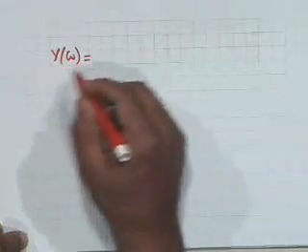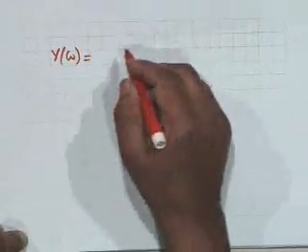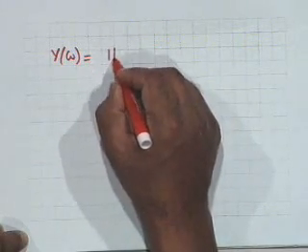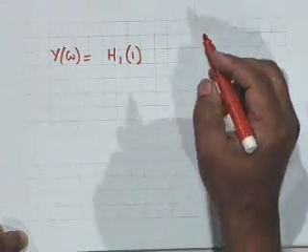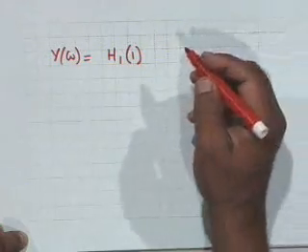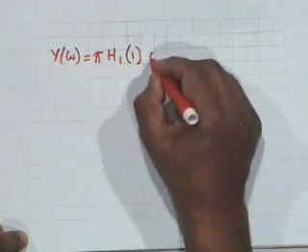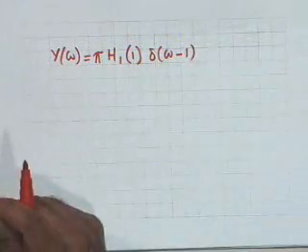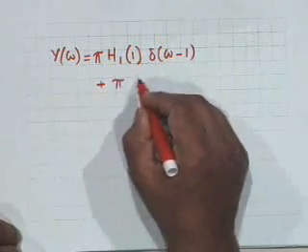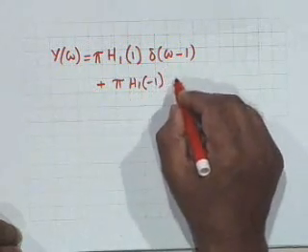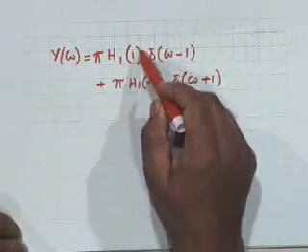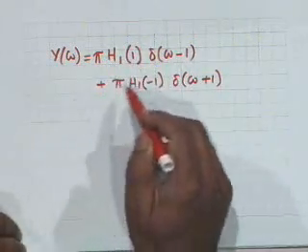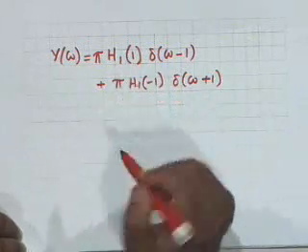And all that I have to do now is, capital Y of omega shall be pi times h1 of 1 delta omega minus 1, alright, plus pi times h1 of minus 1 delta omega plus 1. And therefore what I have to do here is to substitute for h1 of 1, substitute for h1 of minus 1, and then simplify.